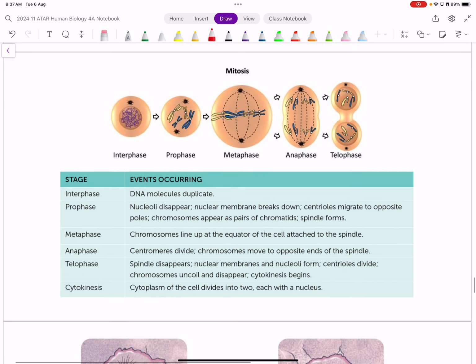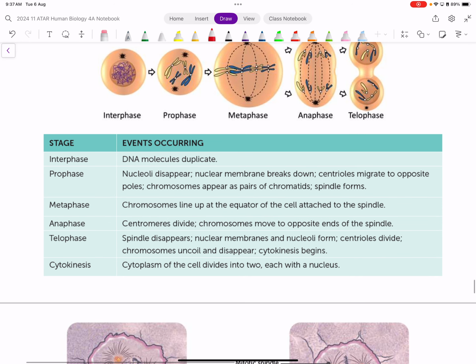So to recap, this here is taken from your book, and your book really clearly outlines what happens during each stage of the cell. Now, what we've gone through is pretty much exactly the same as what happens here. The only thing that I would get you to note, and perhaps add to your notes, is surrounding telophase. During telophase, it is worth noting that our spindle disappears. We have the division of our centrioles, and our chromosomes uncoil and disappear.